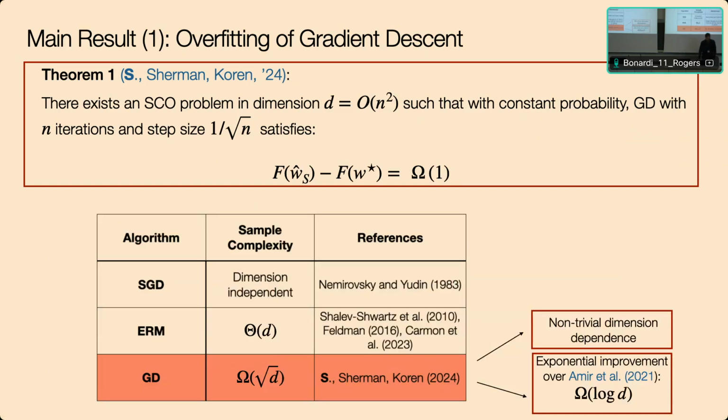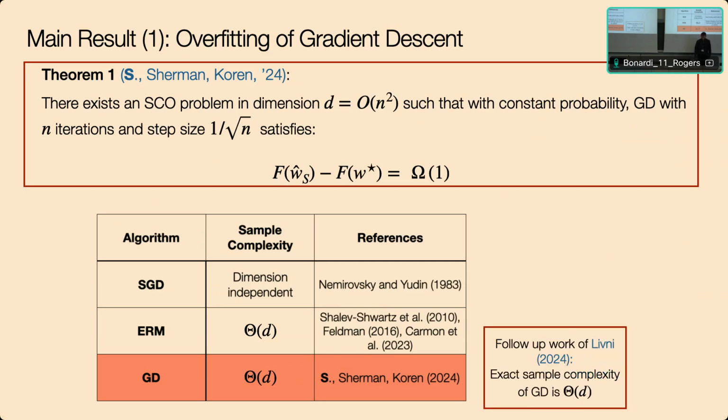And this shows that gradient descent, this translates to a square root of d lower bound for the sample complexity of gradient descent. And this is the first non-trivial dimension-dependence lower bound for the algorithm. Exponential improvement on previous work, which showed a logarithmic lower bound. Here, there is a follow-up work of Livni that characterized the exact sample complexity by d.